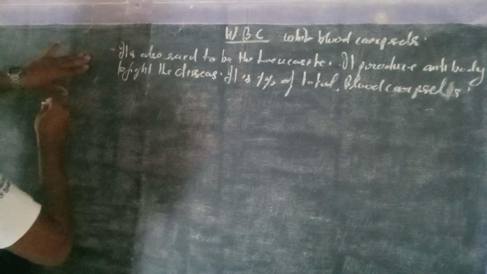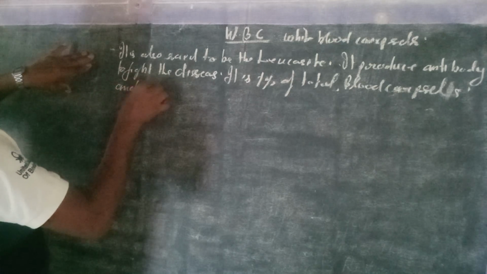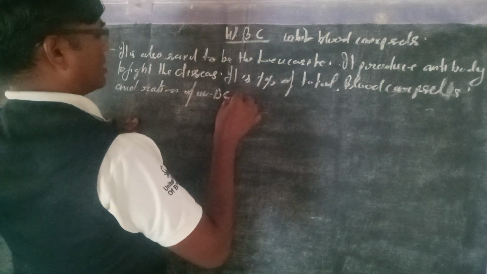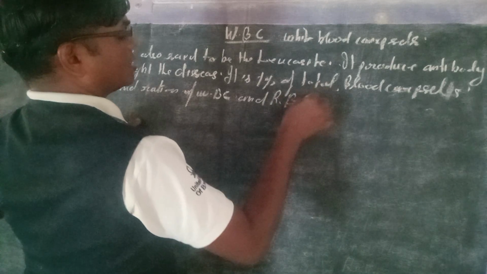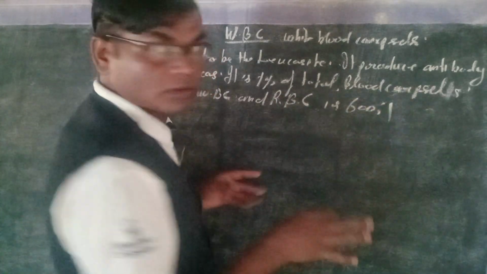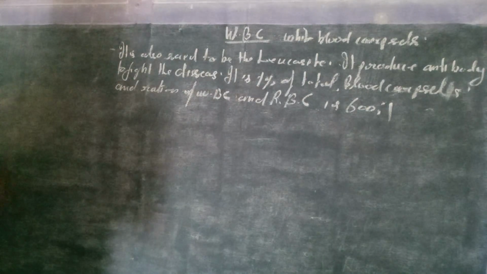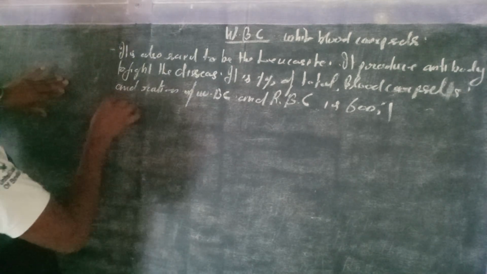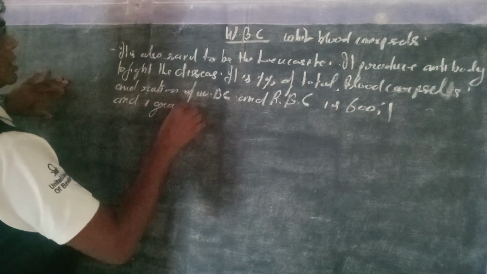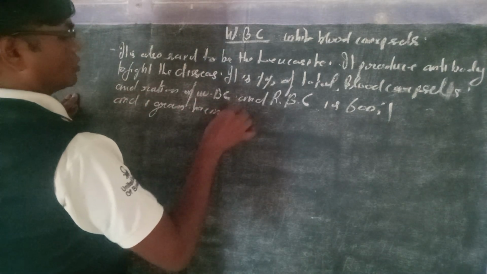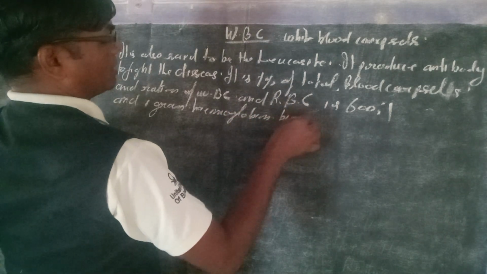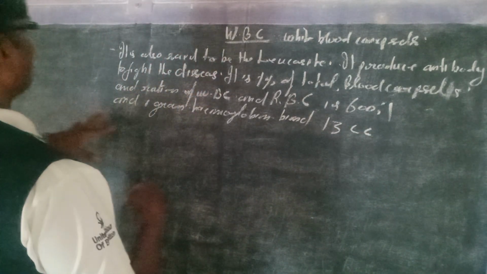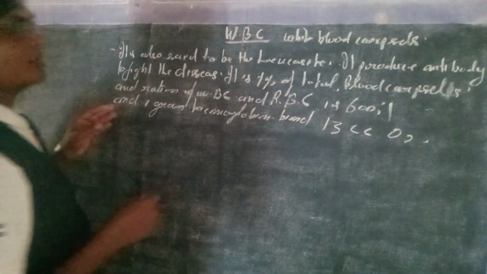The ratio of WBC to RBC is 1:600. Hemoglobin binds oxygen, and 1 gram of hemoglobin binds 1.34 cubic centimeters of oxygen.